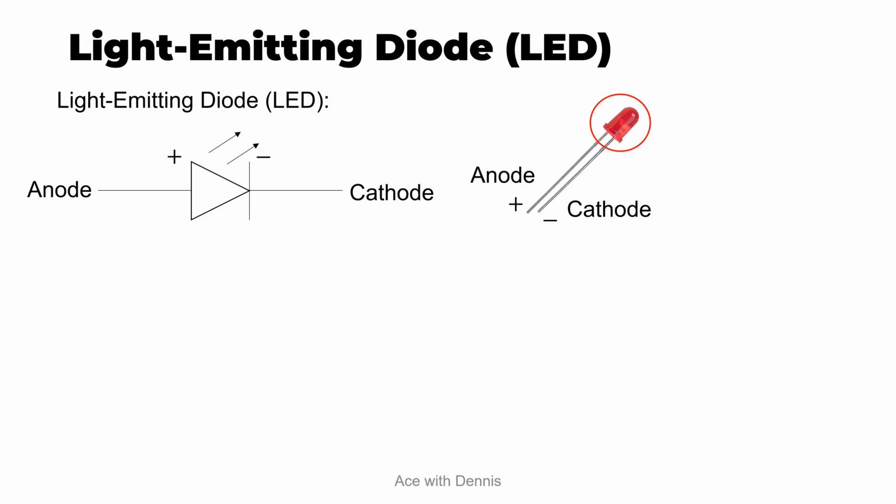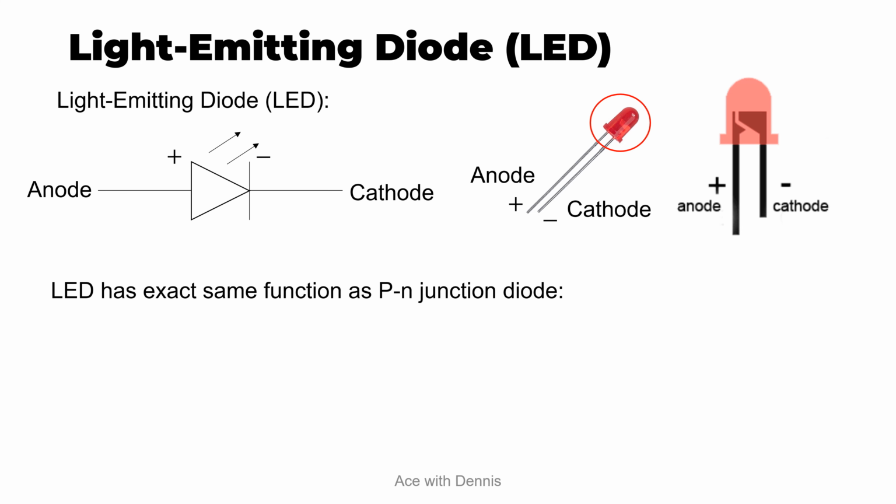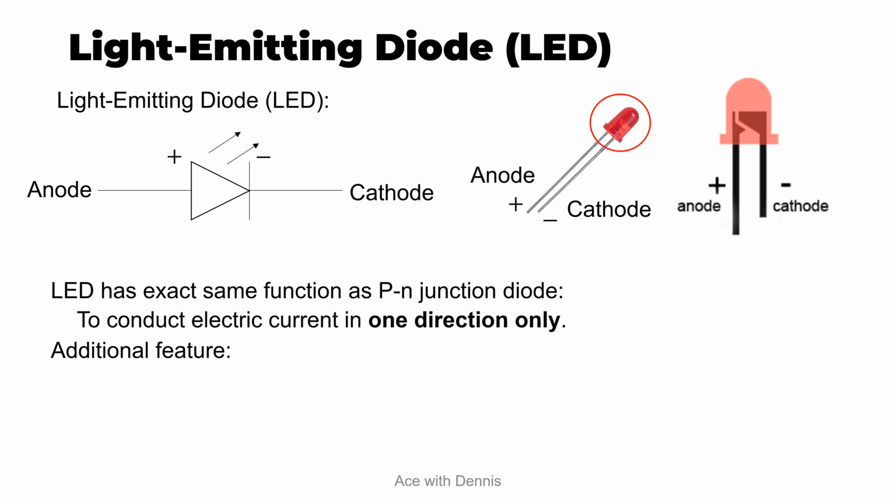And when you take a closer look at the head of this LED, we can see that there are 2 flags. One is an inverted flag. Alright, so again, the long leg is the anode, the shorter leg is the cathode. LED has the exact same function as a PN junction diode, where it conducts electric current in one direction only. There is another additional feature for LED, where it emits light when current flows through it.